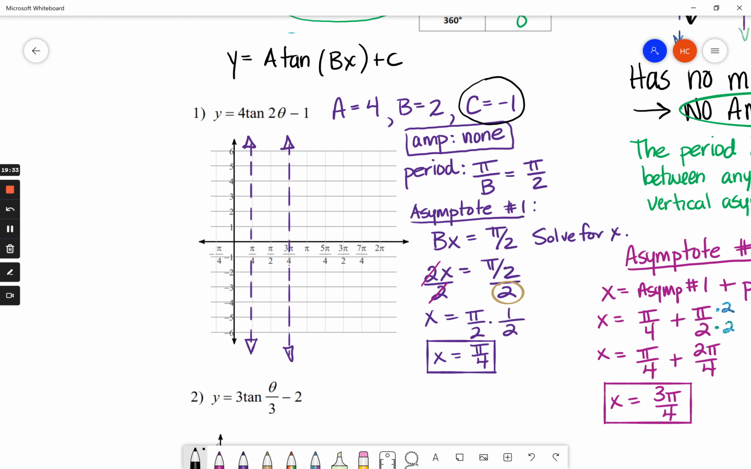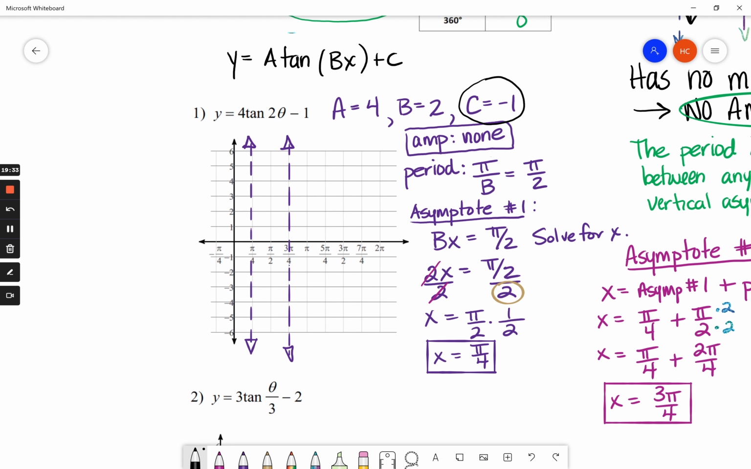So I find my halfway mark. You always find the halfway mark between these 2 vertical asymptotes, and then go use the C value to plot your first point. So my C value, here's my halfway mark, and I'm going to go down 1. So right here is where I'm going to put my first dot. Okay, right there I'm going to put my first dot.